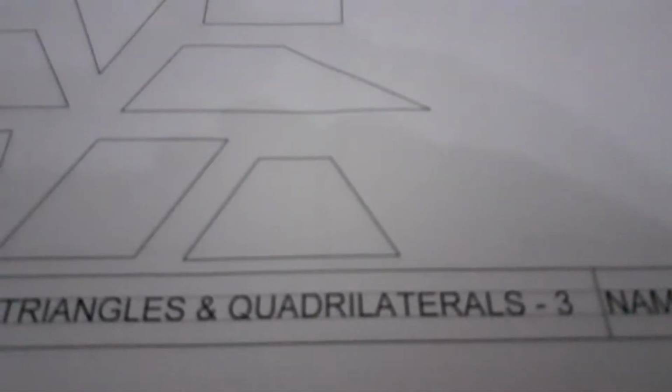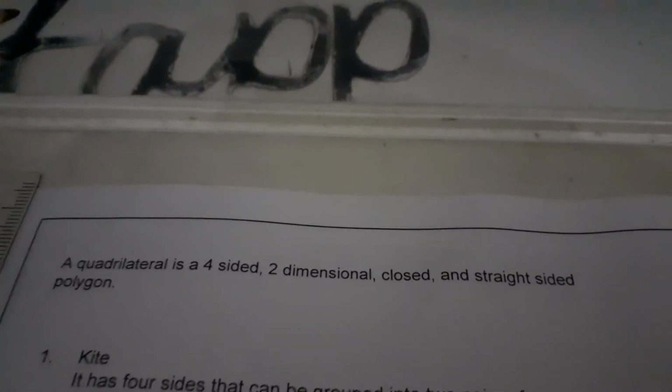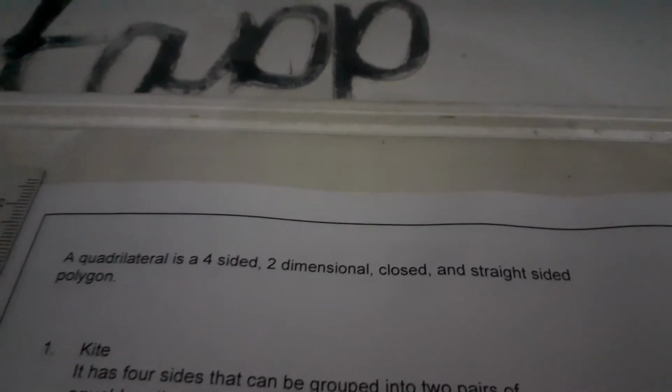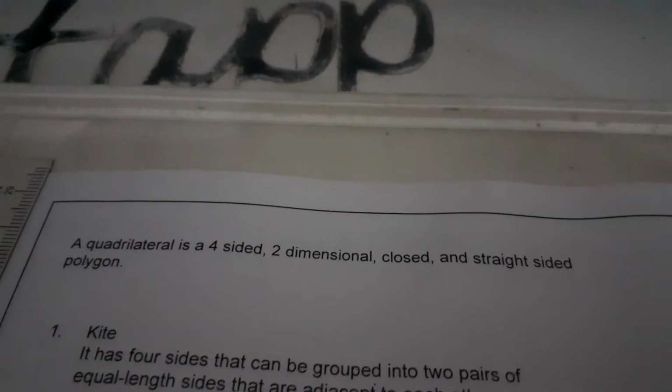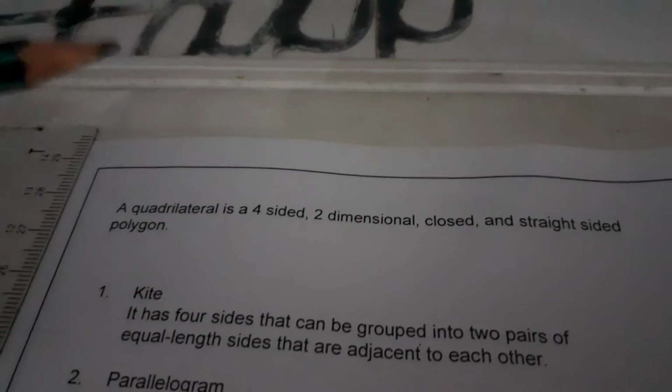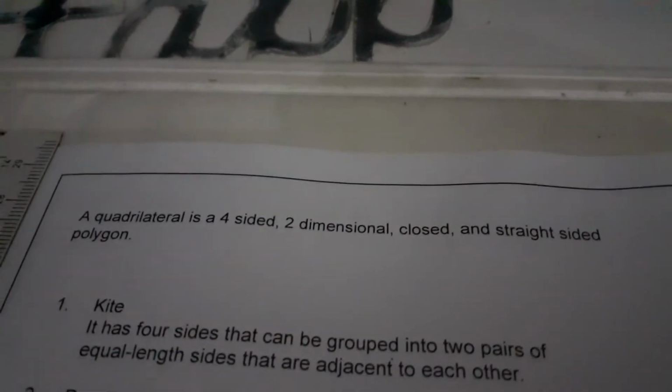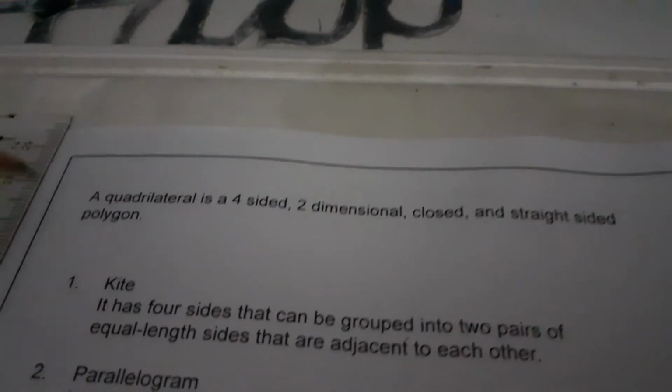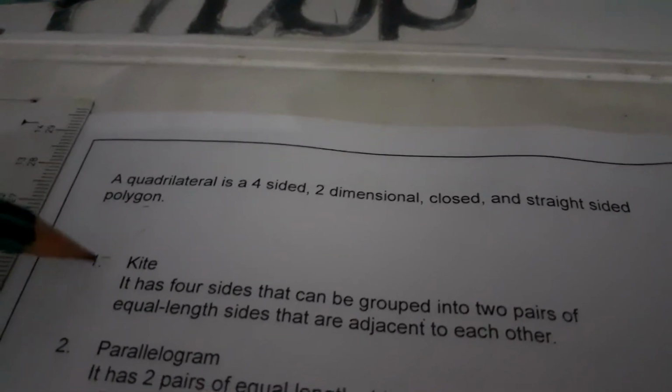Guys, now we're going to move on to quadrilaterals, okay? A quadrilateral is a four-sided, two-dimensional, closed, and straight-sided polygon. So basically, a quadrilateral is a four-sided polygon, okay? Whether irregular or regular, a quadrilateral is a four-sided polygon.